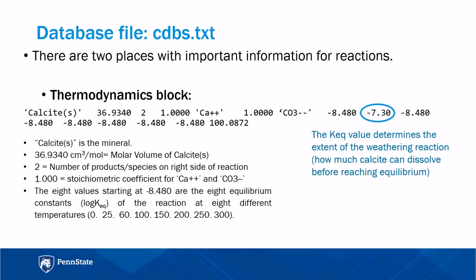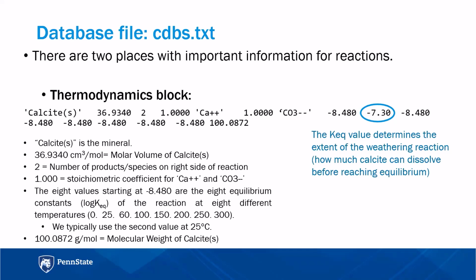Then the 8 values starting at minus 8.480 are the 8 equilibrium constants, or log KEQ values, of a reaction given at 8 different temperature points from 0 to 300 degrees. We typically just use the second value at 25 degrees Celsius by default. Lastly, we have the number starting with 100, which is the molecular weight of calcite. As we discussed in a previous video, the KEQ value determines the extent of the weathering reaction, so essentially how much calcite can dissolve before the reaction reaches equilibrium.